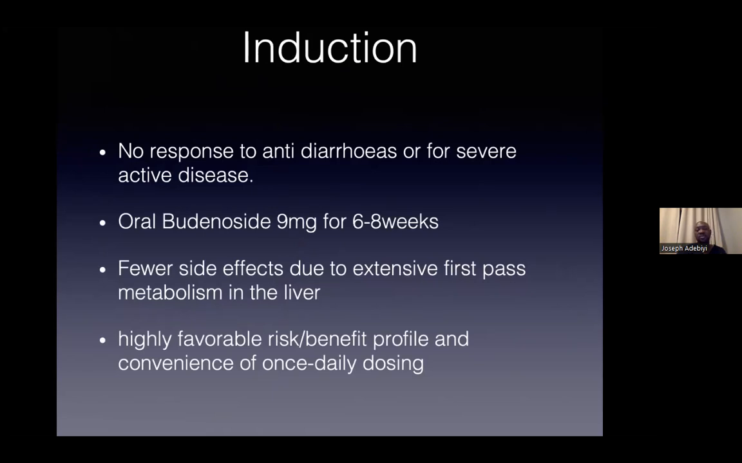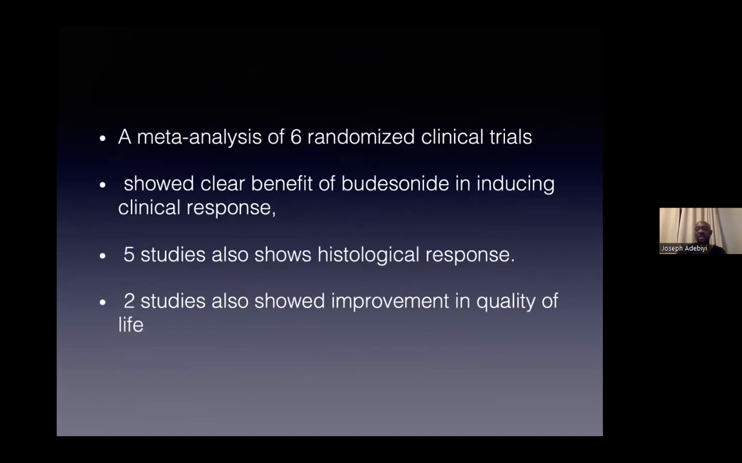The use of budesonide is for patients who do not respond to antidiarrheals, or patients who have severe active disease. Active disease is defined as patients who have more than 3 stools per day or more than 1 watery stool per day. For oral budesonide, you want to give them 9 milligrams for 6 to 8 weeks. It has fewer side effects because it has extensive first-pass metabolism. The only issues are that it's not readily available and it can be expensive, so we end up having to use prednisone or steroids instead.